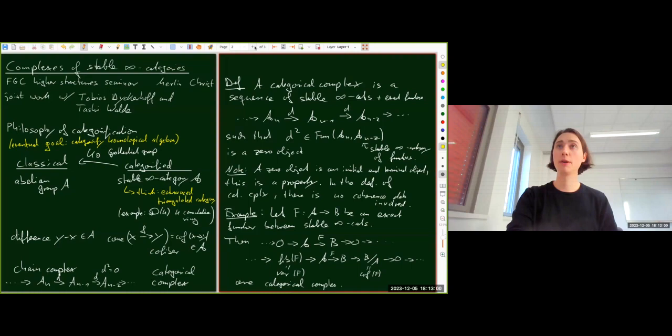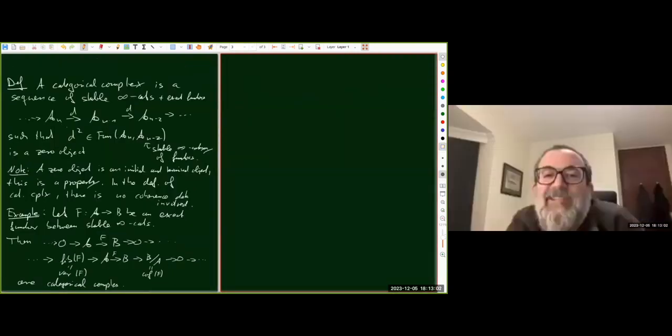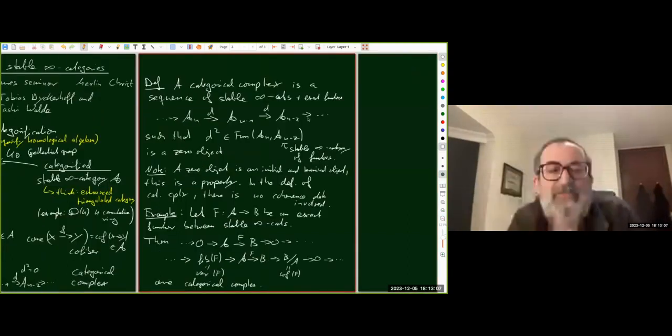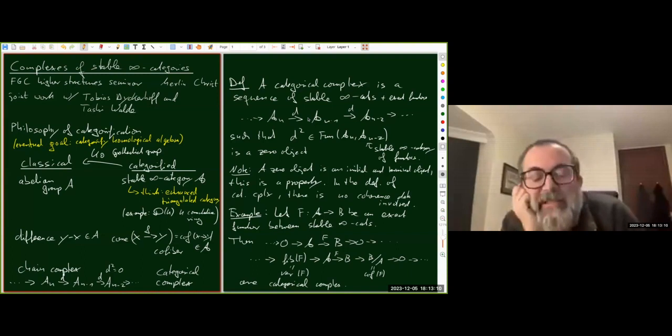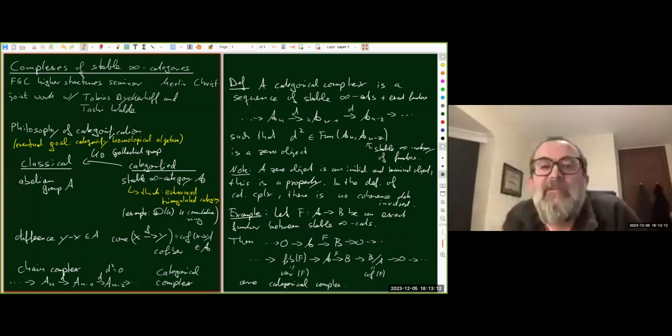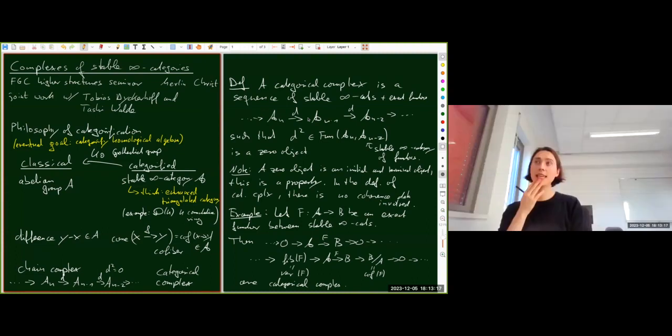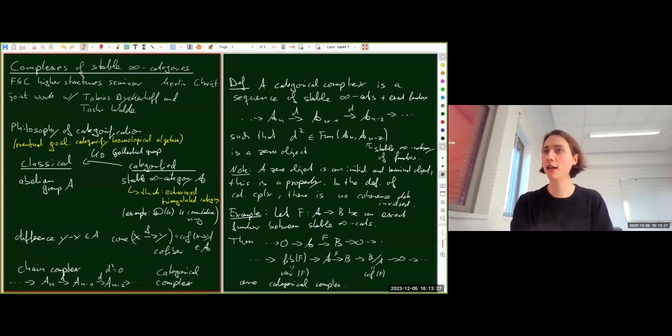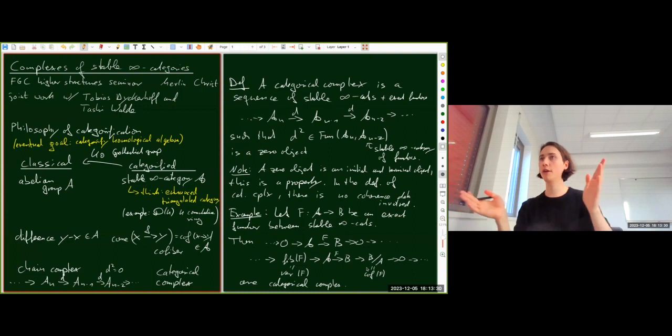Okay. So can I ask a question? Yes, please. Does this stable infinity category terminology allow you to define homology of these complexes? Yes, that's a very good question. You can. The question is, what do you want homology to be? As you see in this example, you can just take the fiber and the cofiber, and then this would be the cycles, and these would be the chains modulo boundaries.